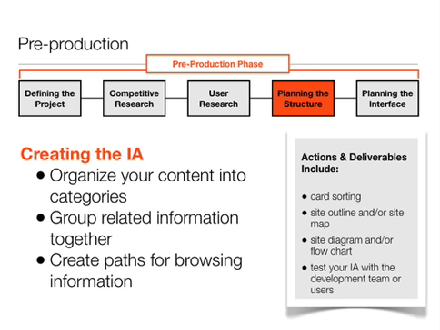Actions and deliverables in this phase include card sorting, creating a site outline or a site map, creating a site diagram and/or a flowchart, and of course testing your information architecture, probably in the form of a site diagram, with either your development team or users. Your newly formed IA is the structure that your site will be built on and the roadmap for the development team to follow.